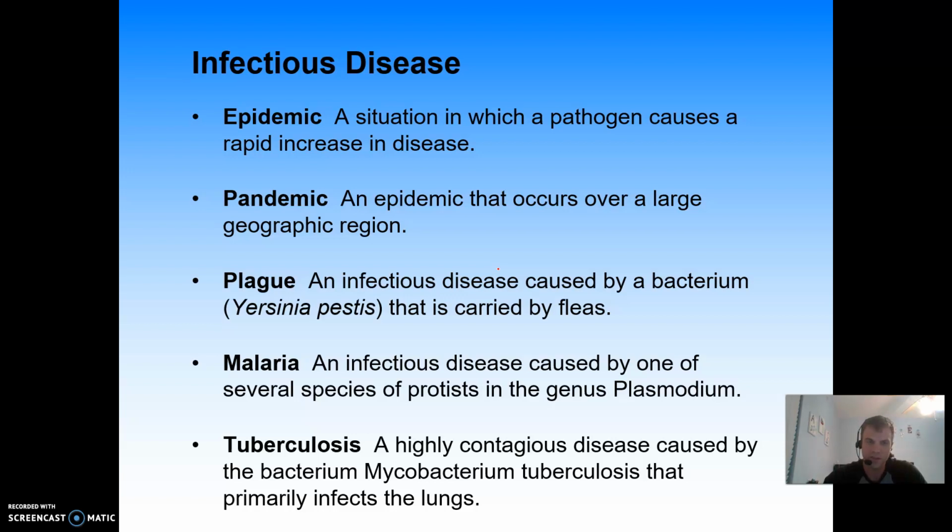The difference between that and so that was a virus. The difference between that is in the plague. So the plague, what's a plague, is an infectious disease caused by bacterium that's usually carried by fleas. Malaria is an infectious disease caused by one of several species of protists in the genus Plasmodium. And usually this is transmitted via mosquitoes.